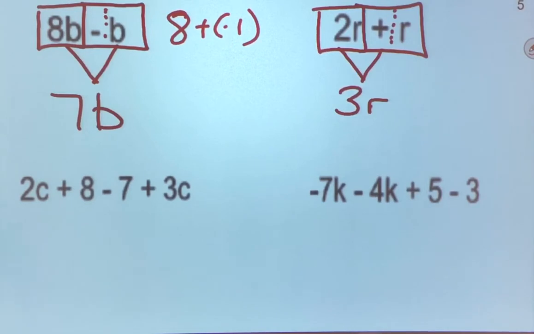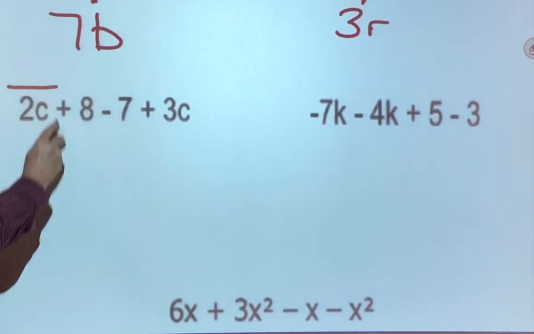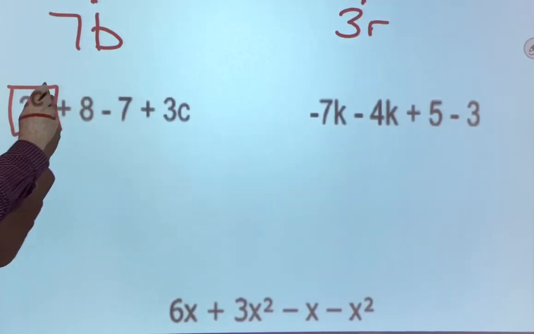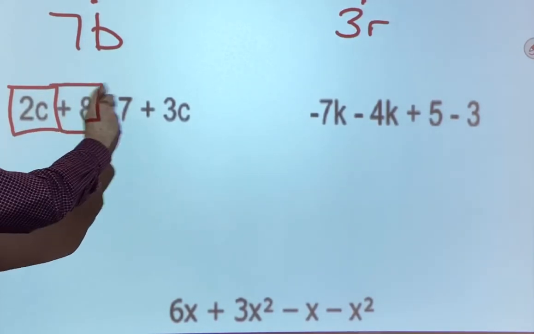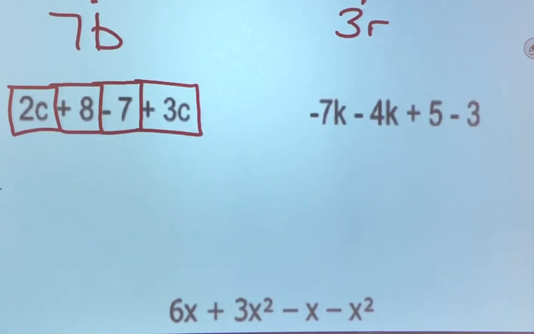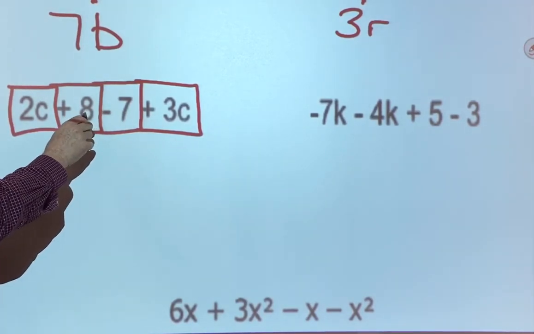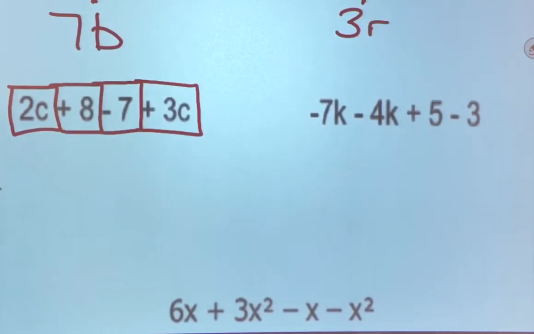Let's take a look at these next two. I'm going to go ahead and box them in. So I've got 2c, we've got a positive 8, a -7, and a positive 3c. When you box your terms in, just remember that the operation sign in front of the term itself goes with that term.